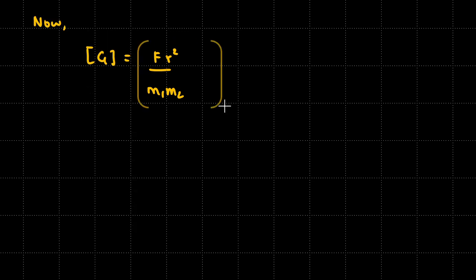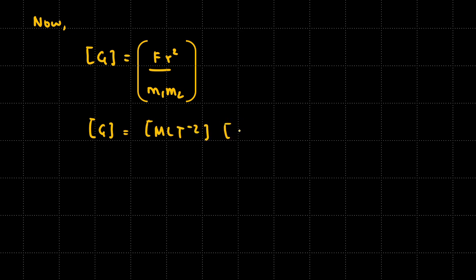So now, since the relation is physically correct, it must be dimensionally correct as well. So we can write the dimension of G will be the same as F r square by m1 m2, and let's put the bracket. So the dimension of F is MLT minus 2. The dimension of r square will be L squared, because L to the power square. And similarly, the dimension of m1 is M, the dimension of m2 is M.